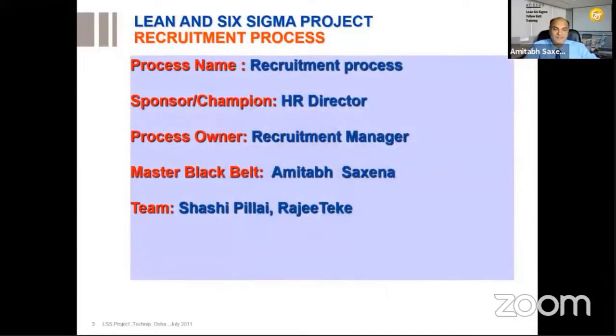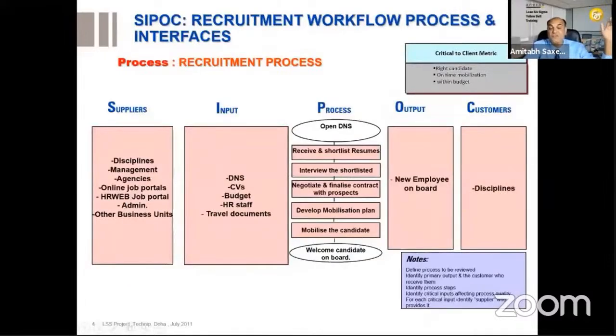You form a team. Process name is recruitment. Problems are in the processes, not in the people. Don't blame the recruitment team. Recruitment team blames the department manager: you don't respond to we send you the CV, you don't respond. Operations is blaming the HR team. Everyone blames each other. Nothing happens. Recruitment time remains high. Champion, sponsor, champion, HR director, recruitment manager. I'm the master black belt.